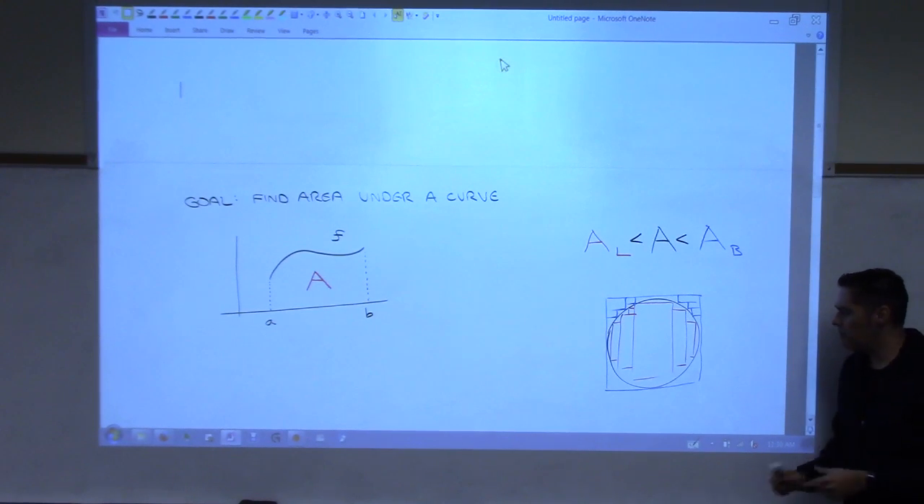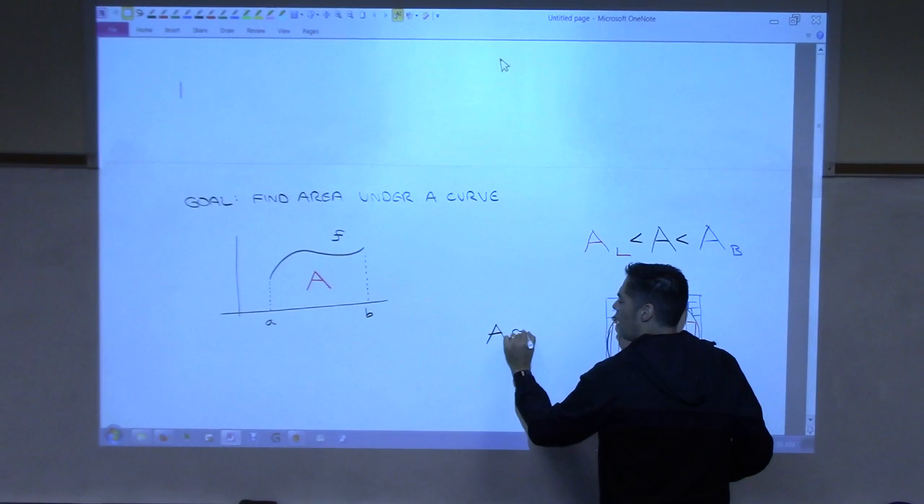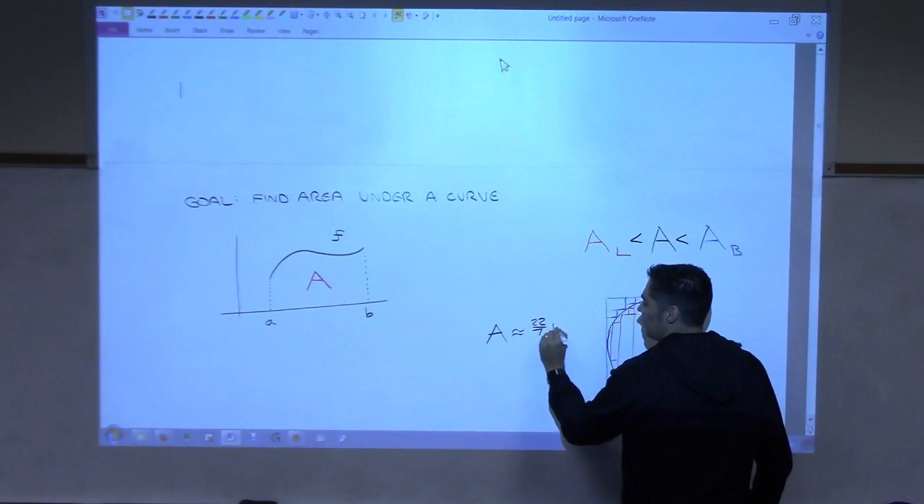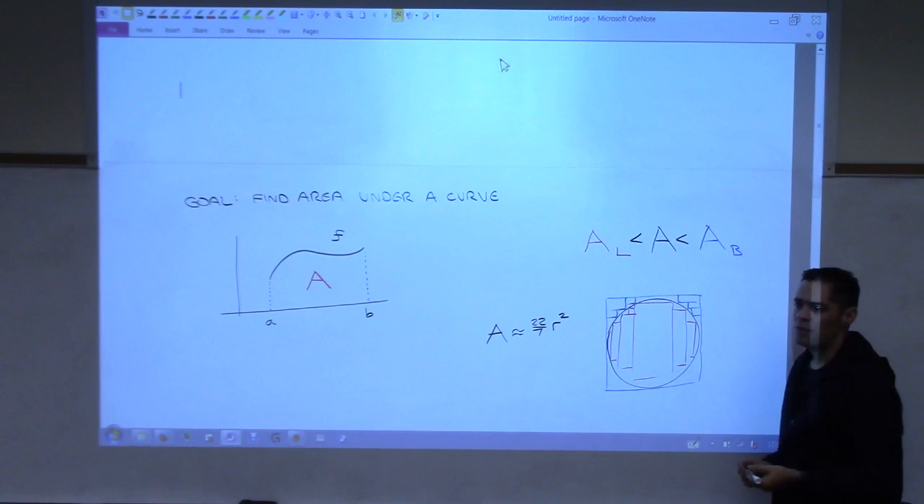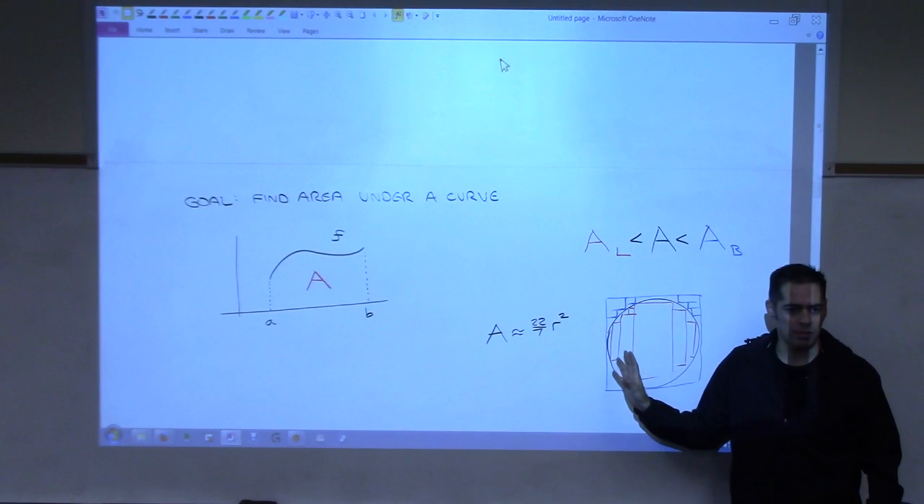They got to the idea that the area was approximately 22 over 7 times the radius squared. So they got pretty close to pi. 22 over 7 is an approximation to pi. It's not 3.14, but it's close. All right? That's the best that they could do.